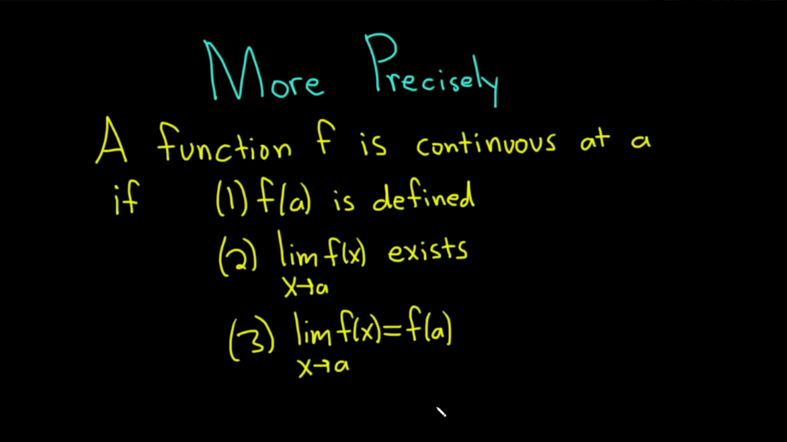More precisely, a function f is continuous at a if the following three conditions are satisfied. First is that the function is defined at a, so f of a is defined. Second is that the limit actually exists, so the limit of f of x as x approaches a exists, means it's equal to a number. And the third is that the limit of f of x as x approaches a is equal to f of a. Let's go ahead and do some examples using this definition so we can determine if functions are actually continuous.